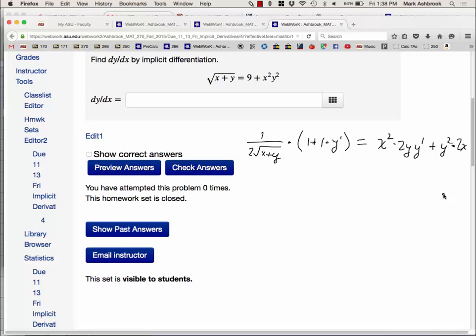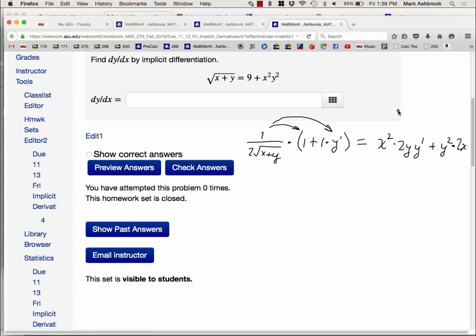So how many total terms do I have, totaling up all the terms on both sides? Notice this is 1 plus, right, in here? This is 1 plus. So I'm going to distribute this to both of these. And so I have a total of how many terms? 4 total terms. Okay?